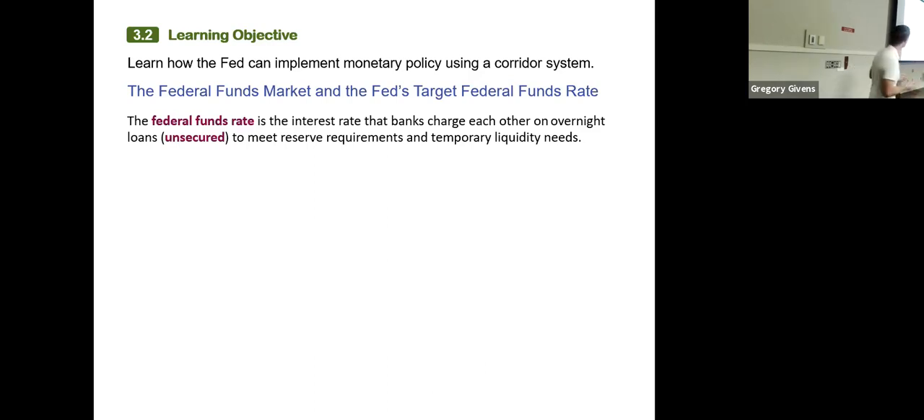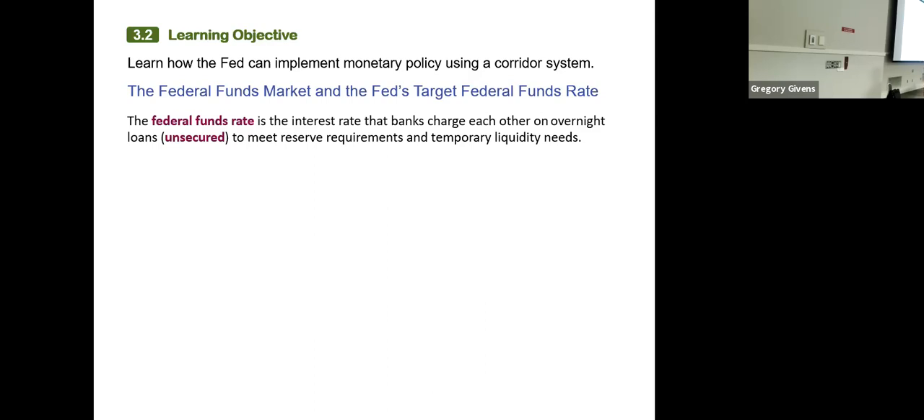Now, I put in bold letters here that these overnight loans are unsecured. That's an important term. Unfortunately, I don't really describe it in detail in the slide, so let's talk about that for a minute. What do we mean by unsecured loan? That's important to understand. In the interbank market for reserves, when one bank borrows from another, these loans are unsecured. What's the difference between a secured loan and an unsecured loan?